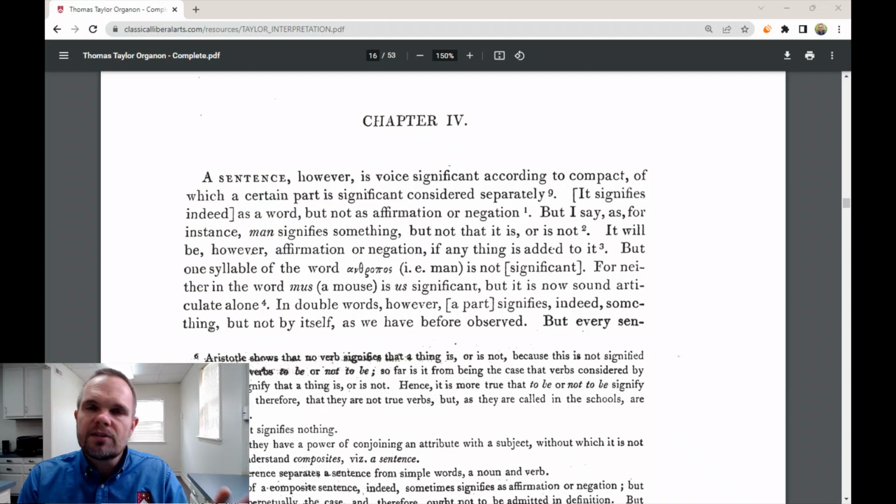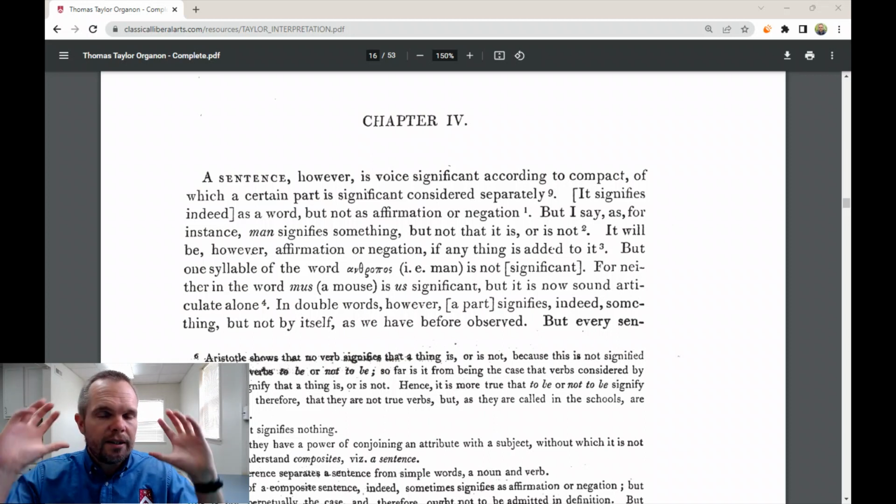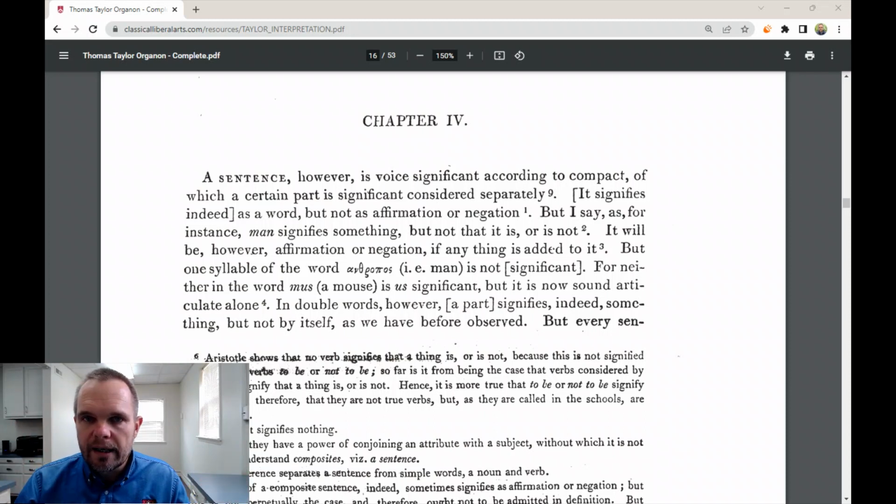The noun and the verb are simple parts of speech. They signify simple ideas. The sentence is a compound or composite idea. We're putting together simple parts of speech to form compound speech, which is what a sentence is. So if we divide a sentence into parts, we'll find that a part of a sentence or a part of speech can be significant by itself. And what that means is a part of a sentence can be used by the speaker to signify an idea by itself. So a part of speech of which a sentence is composed can be significant by itself separately.